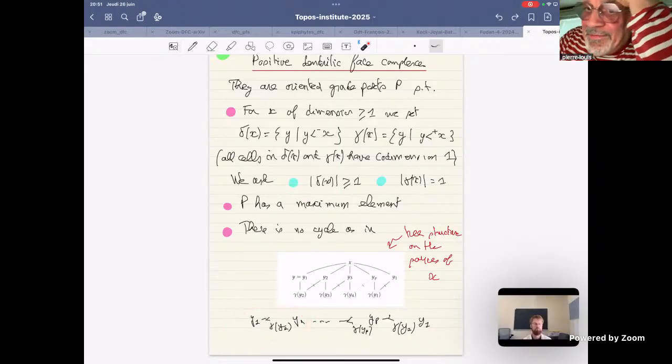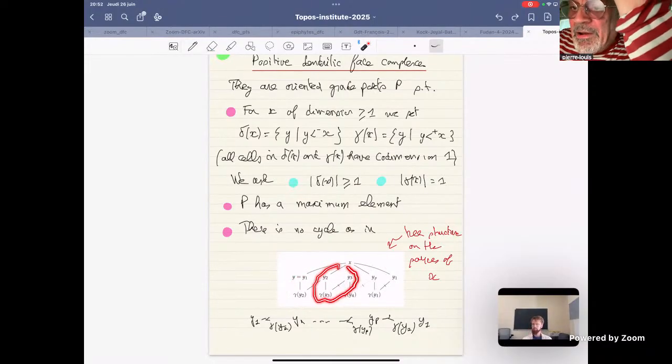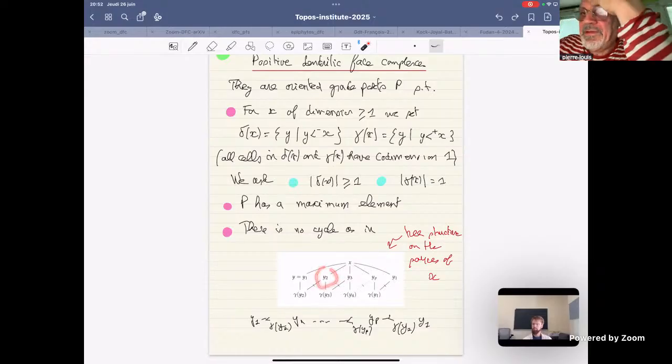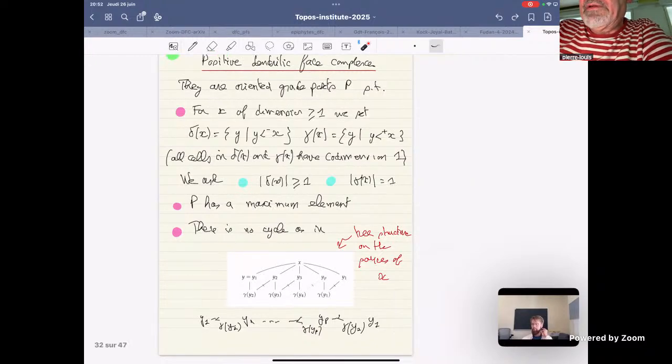So you remember these triples. In this language, these triples look like this. It says that the target of Y3, which is written with this plus here, is the same as a certain source of Y2. So we do not allow cycles for this relation. And this is the end of this definition of positive dendritic phase complex, which is quite a compact definition.